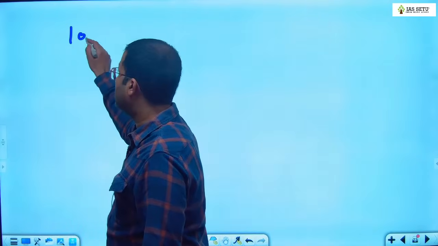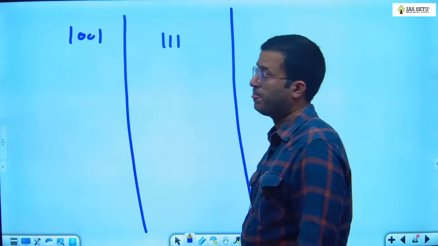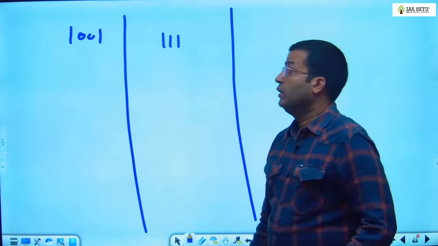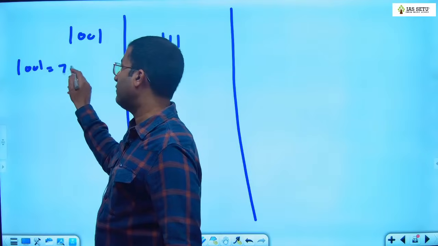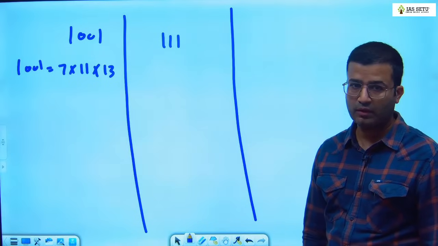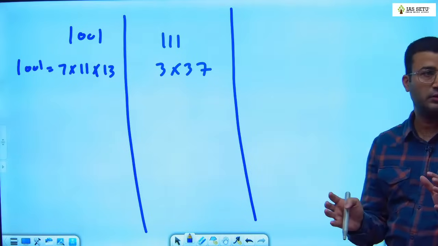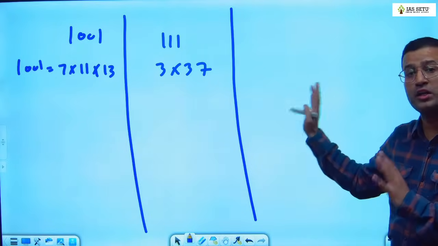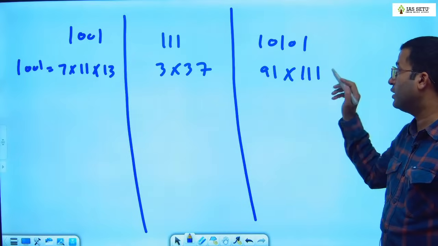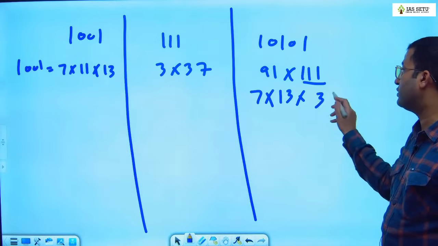Just make a note: 1001, 111. This number is 7 × 11 × 13. This number is 3 × 37. I will connect the dots. And I am expecting one more question on this concept somewhere or the other: 10101. This is 91 × 111, and 91 is 7 × 13, and this is 3 × 37.